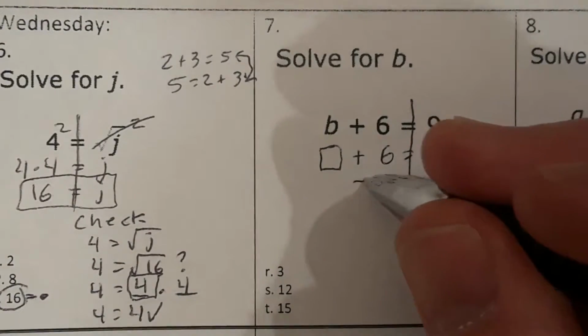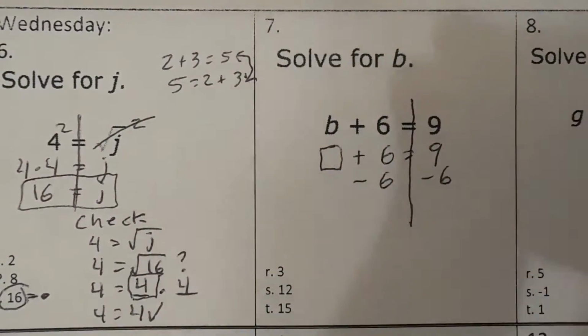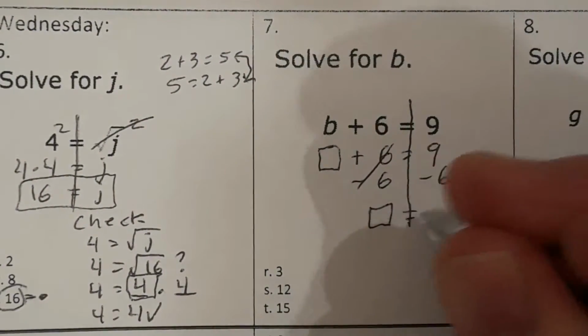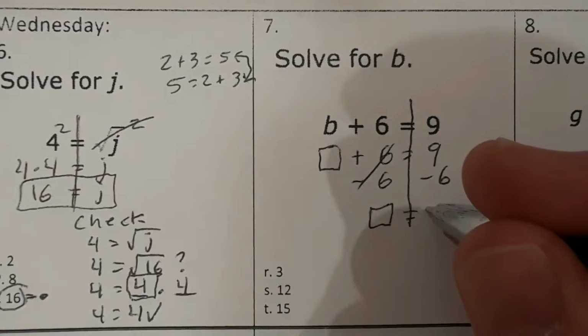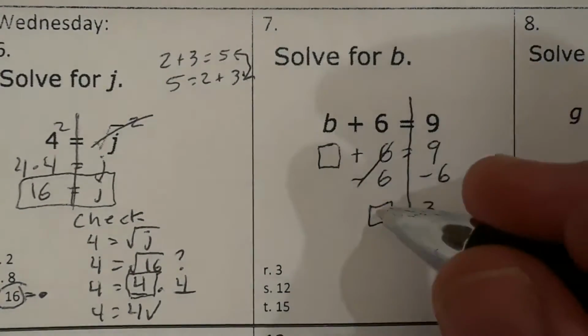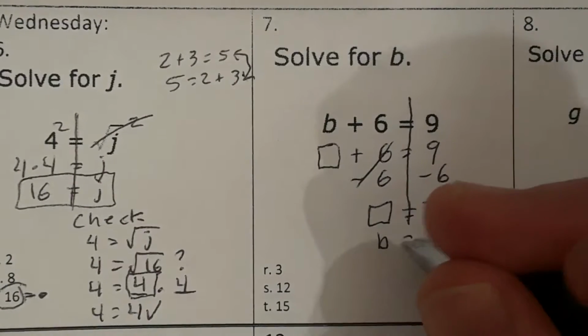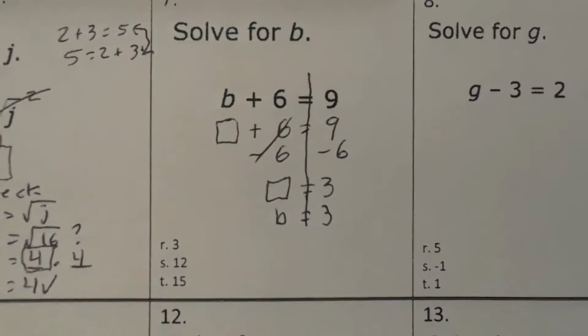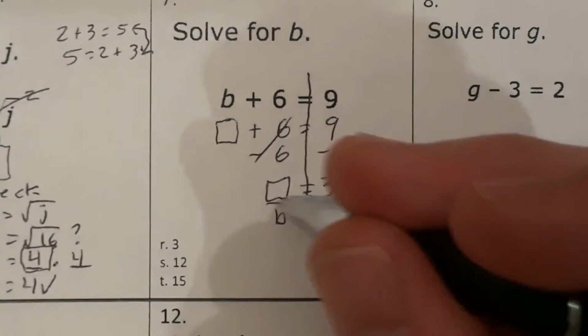So the opposite of adding 6 is subtract 6. Subtract 6. The 6s cancel out. Box comes down. Equals 9 minus 6 is 3. But remember the box represented B, so B equals 3. Box around the final answer.